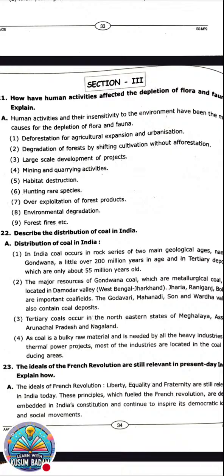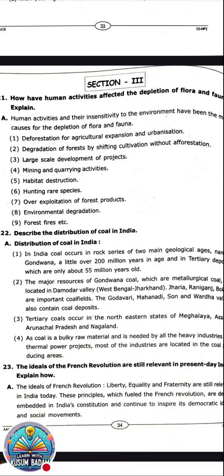Next one, tertiary coal. The first point, they said, is that the coal mines have two ages of deposition. One is the old one, the other is the new one. The old one is Gondwana deposition, the new one is tertiary deposition. Gondwana is 200 million years old, whereas the tertiary deposition is 55 million years old. So the first point is over. Then you need to explain where we have Gondwana deposition. Some state names are there.